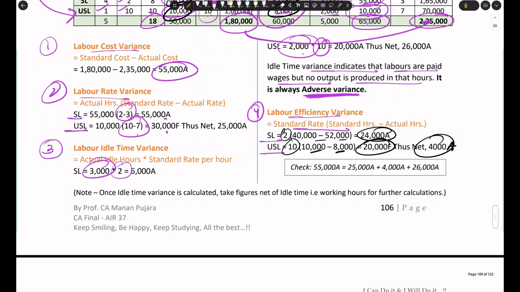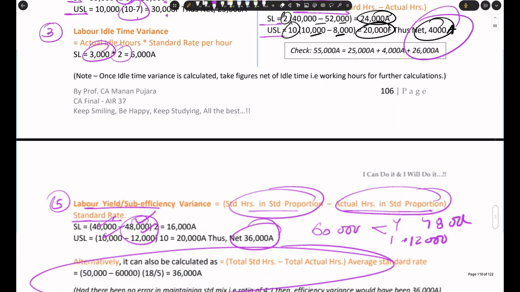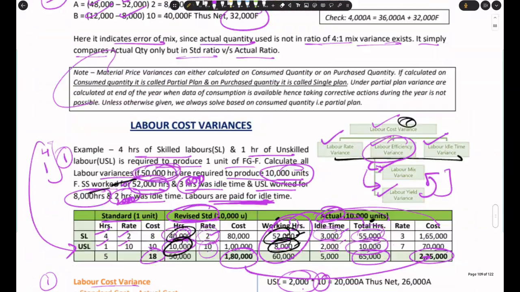So 4,000 adverse is the efficiency. Below efficiency, mix and yield come, so that total comes around to 4,000 adverse, hence verified. So this is the end of the labor variance as well as the material variance.